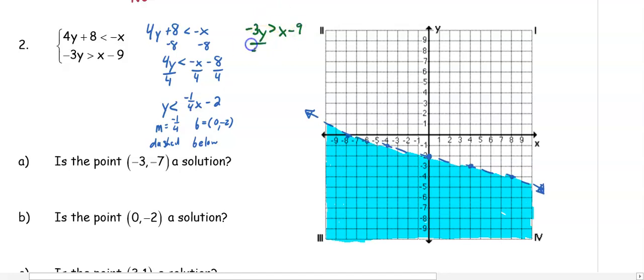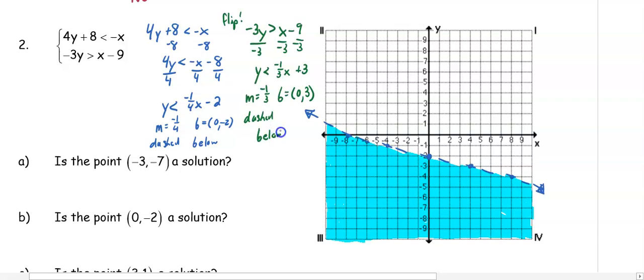So to get y by itself, we're going to divide every term by negative 3. Remember, when you divide by a negative, you need to flip your inequality symbol. So we have y is less than negative 1/3 x plus 3. So based on this equation, our slope is going to be negative 1/3. Our b value is going to be 3. Because it's a less than, we're going to have a dashed line, and we're going to shade below.